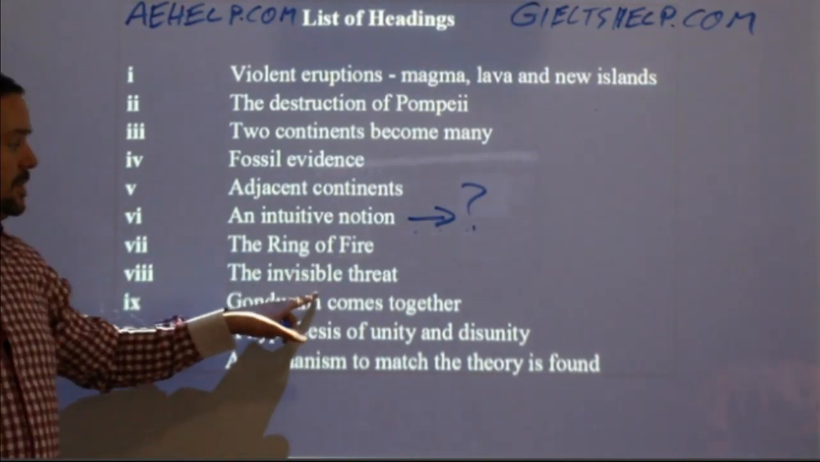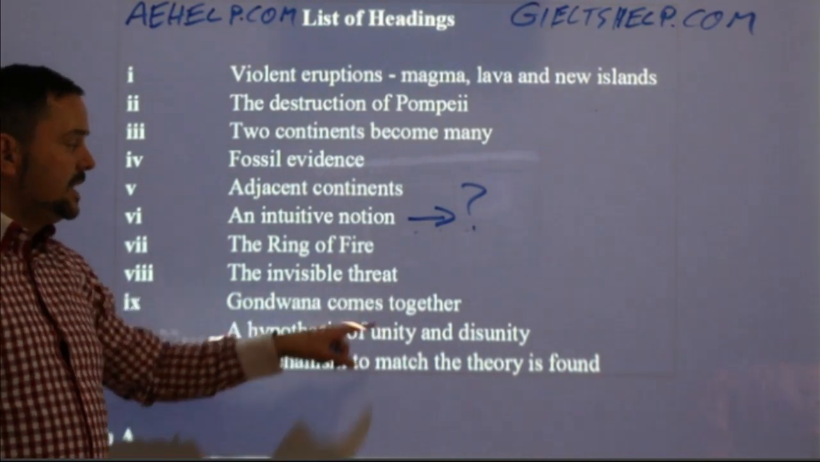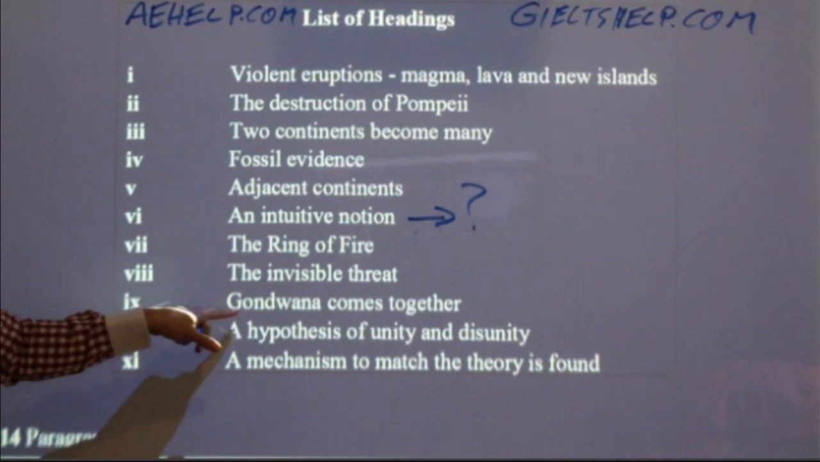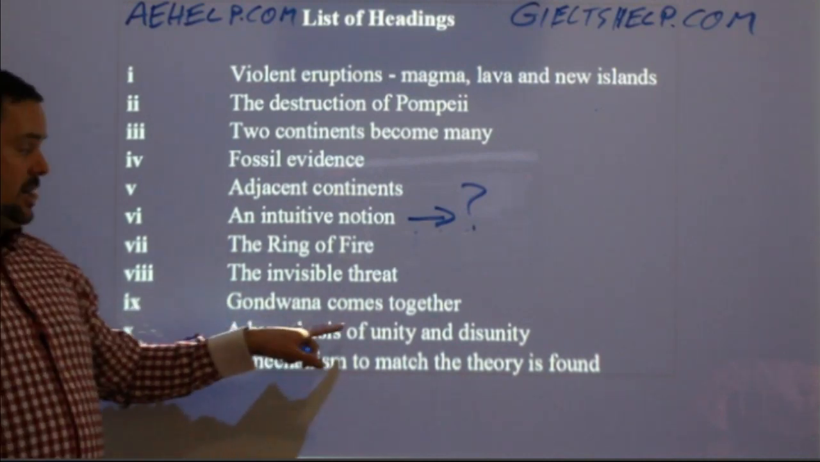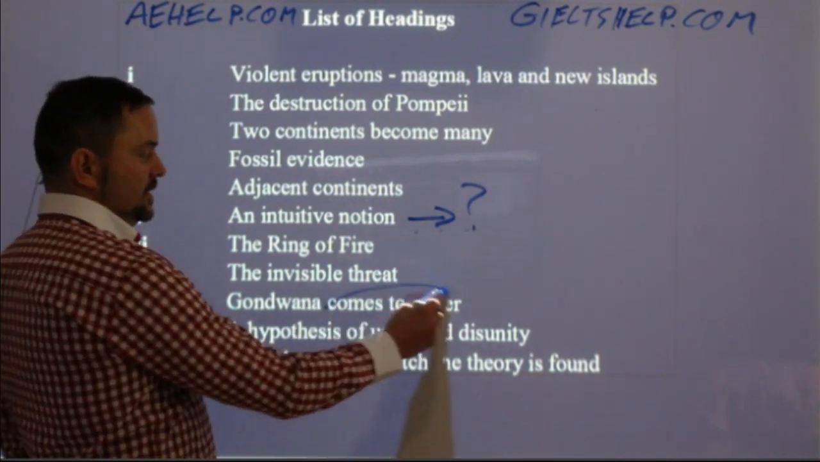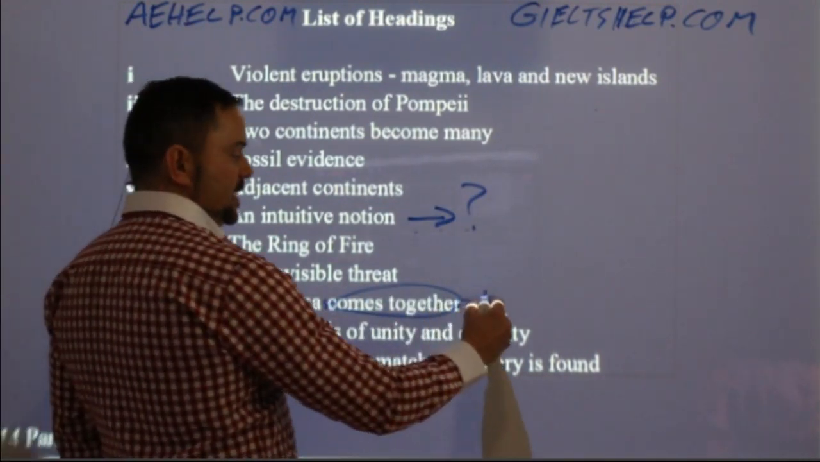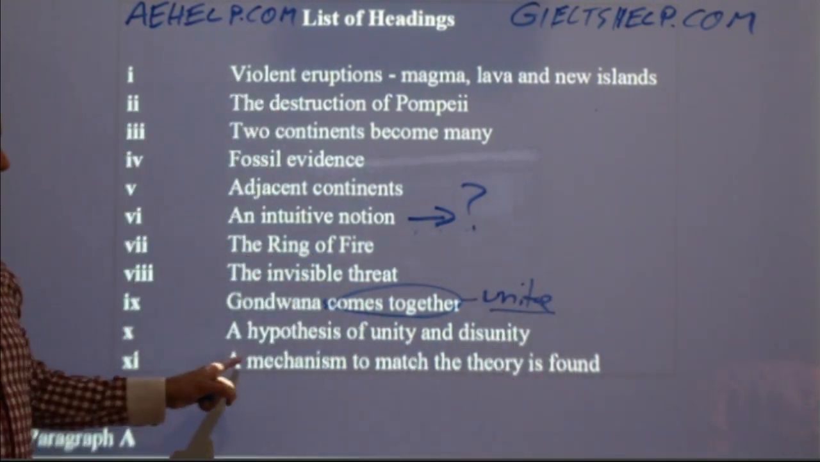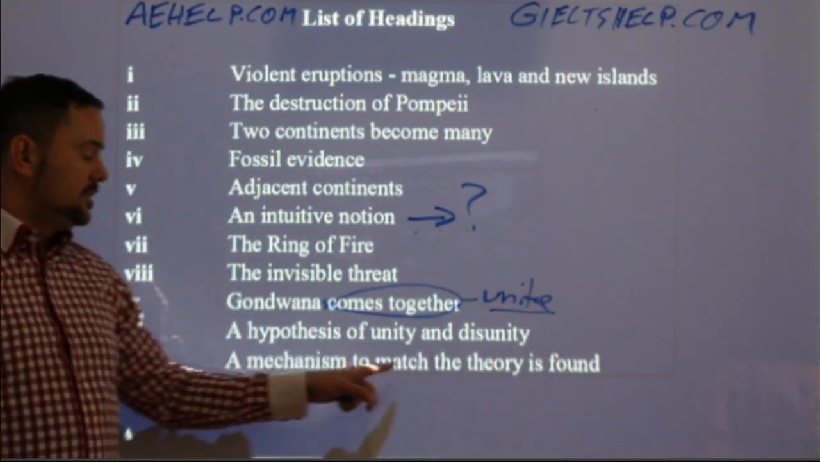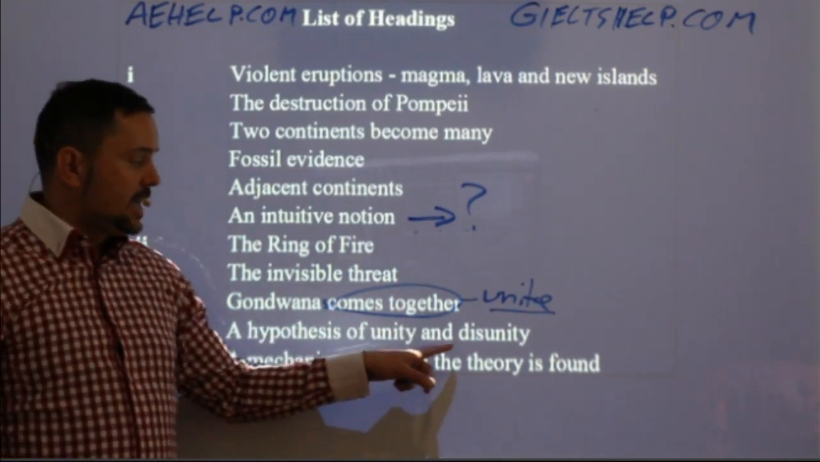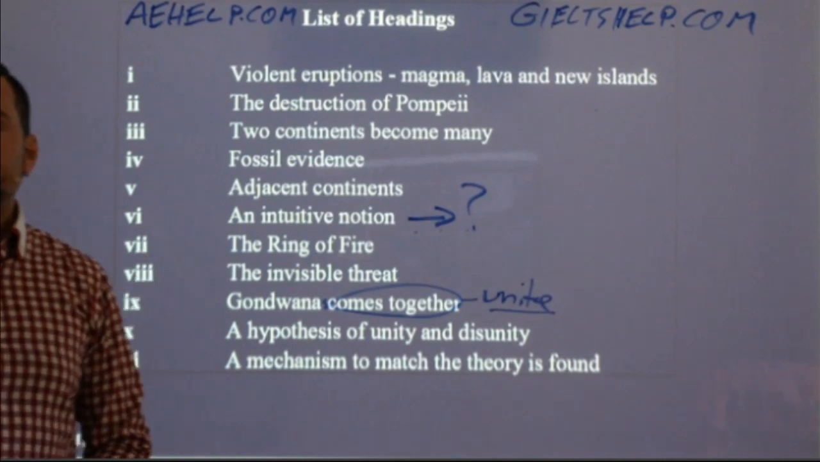The invisible threat, the unseeable danger, okay? The danger that we cannot see. Gondwana comes together. Gondwana unites. Okay, this is a kind of a phrasal verb. You could say that as unites or unite. Okay, a hypothesis of unity and disunity, a theory of joining and splitting apart.